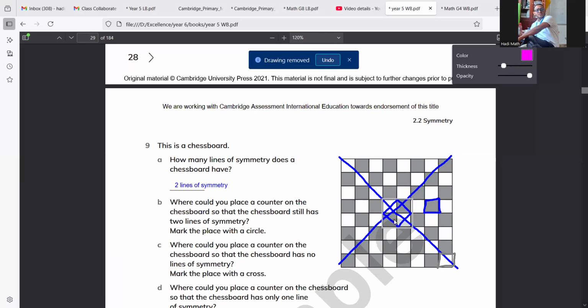This is for the vertical line. The horizontal line, the same idea. This one is shaded and this one here is not shaded, so they cannot be folded. Then you go to the diagonal line. This is diagonal line number one.